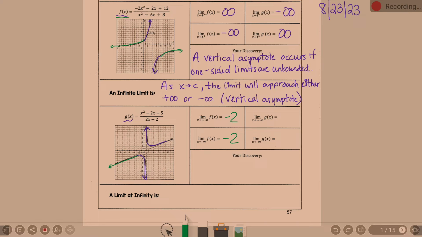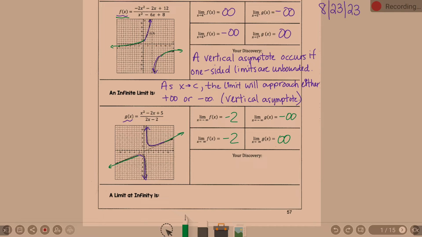As it's moving infinitely left, it is moving infinitely down. Because that's not a horizontal asymptote, is it? The diagonal. Okay. Slant asymptote is what we call them. Okay. What about as x approaches positive infinity on g? It's going up to positive infinity.